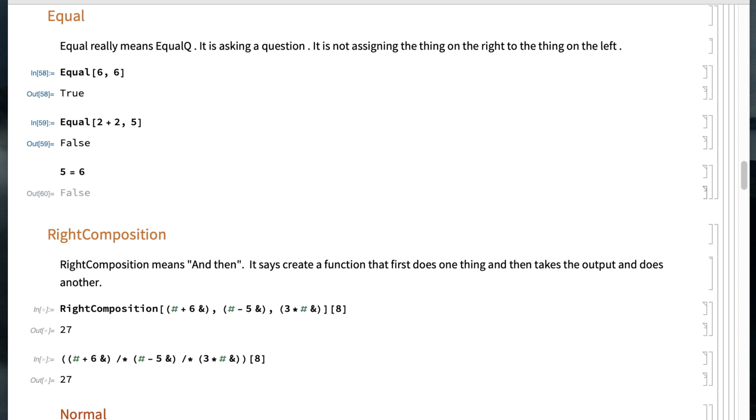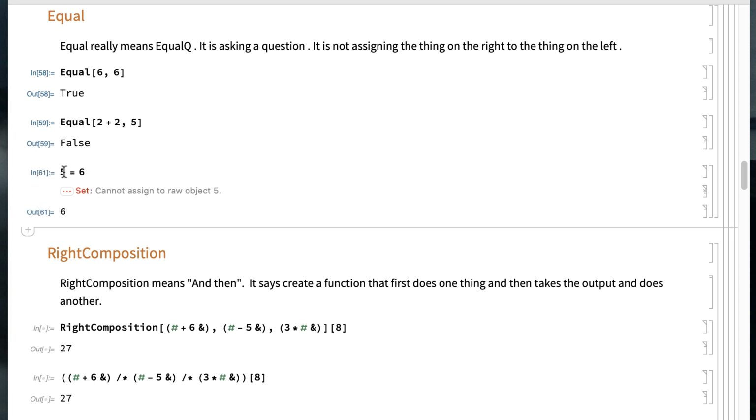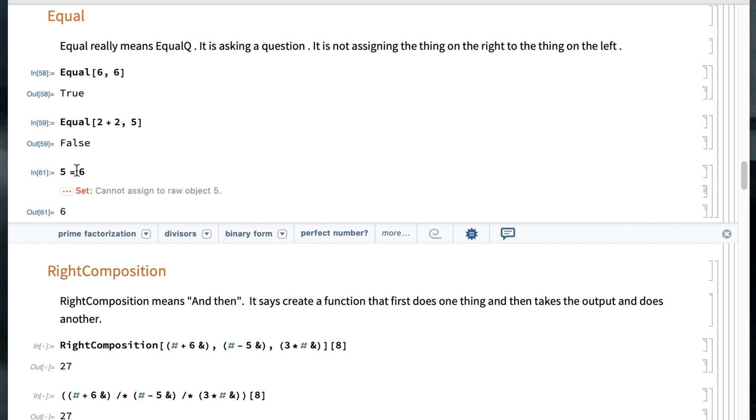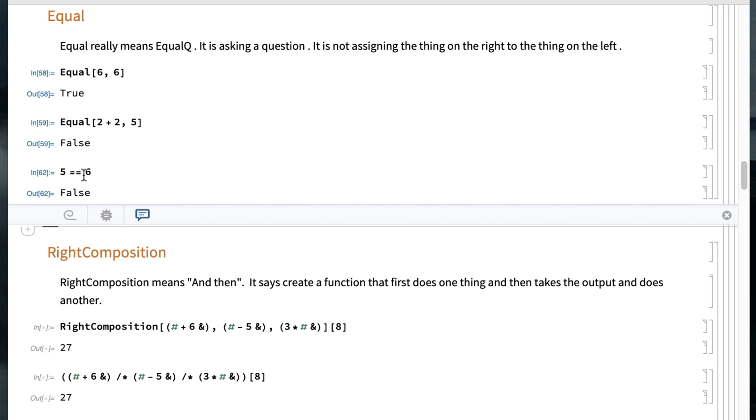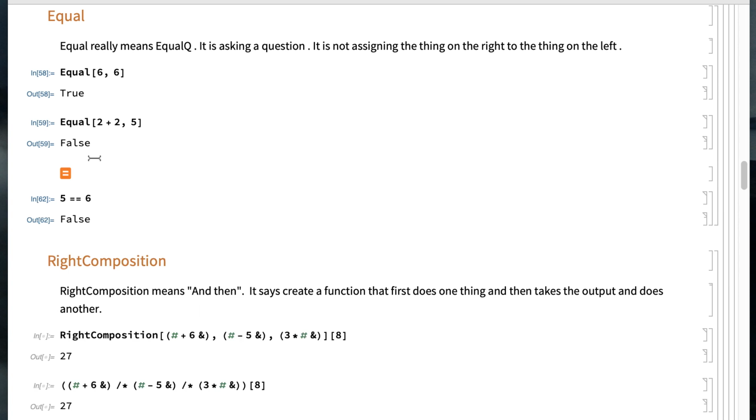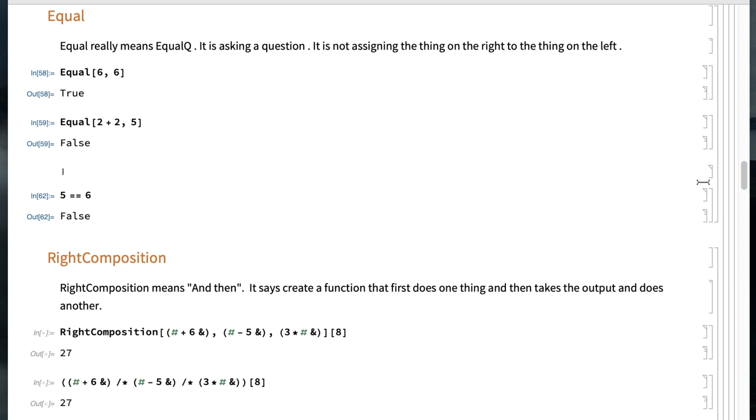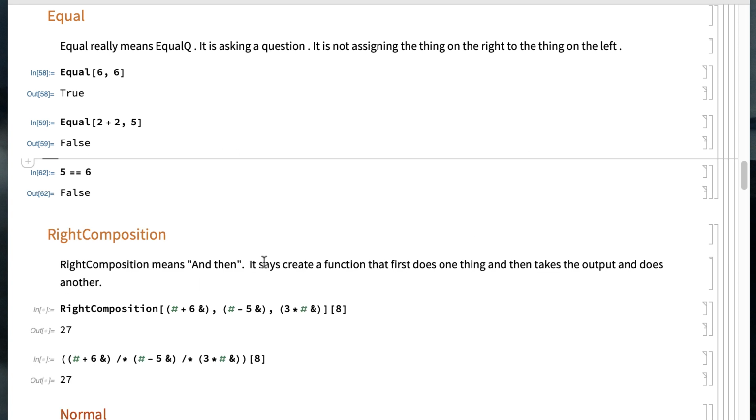This is going to be very unhappy because what it's saying is I'm trying to assign 6 to something that's not a symbol, 5, and it's going to give me an error message. So what you want is equal, equal, and by the way, confusing equal, equal, equal. Equal, remember, is set. The single equal sign means set. Double equal means is it really equal?